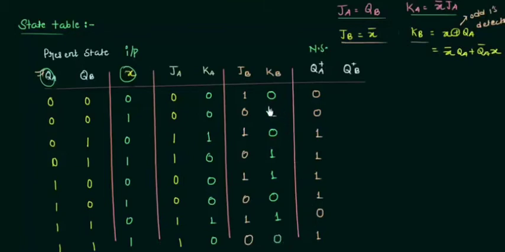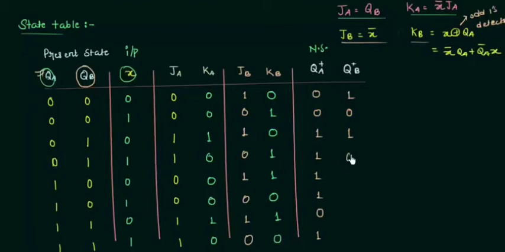Now we are done with JB and KB, the two inputs of our B flip-flop, and by using them we will find out the next state, that is QB plus. So let's start with it, and we will now see the present state of the B flip-flop, which means QB. QB is 0, JB is 1, KB is 0, it means QB plus is 1. QB is 0, JB is 0, KB is 1, it means 0. Again 1 0, it means 1.